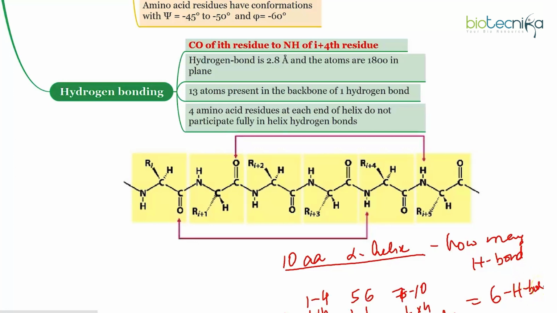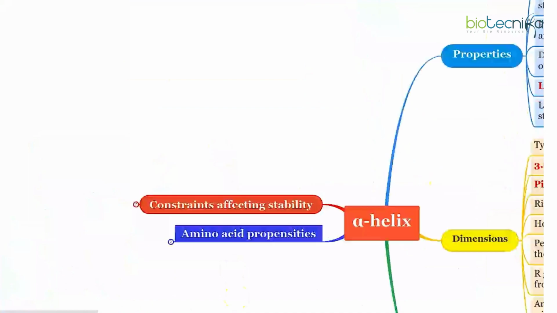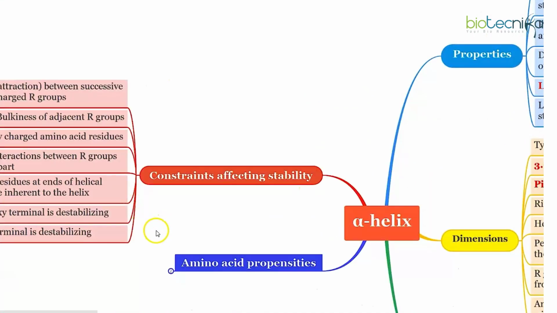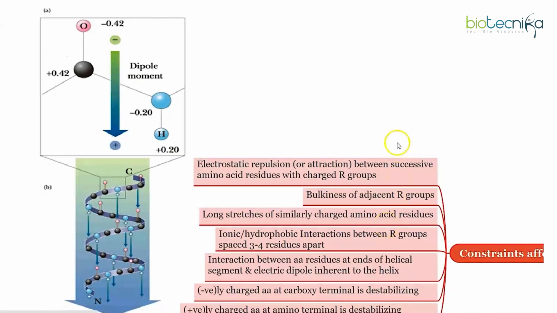So whatever number you get, if you have a 50 amino acid alpha helix, all you have to do is subtract 4. So in that you will find 46 hydrogen bonds. Okay. So next, coming to the other properties, that is constraints affecting stability. So what constraints affect stability?